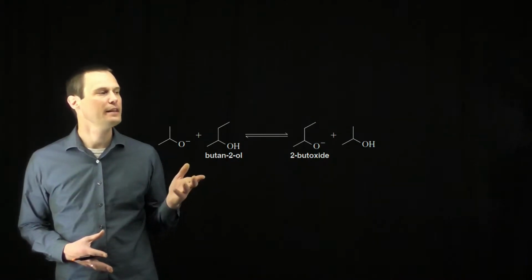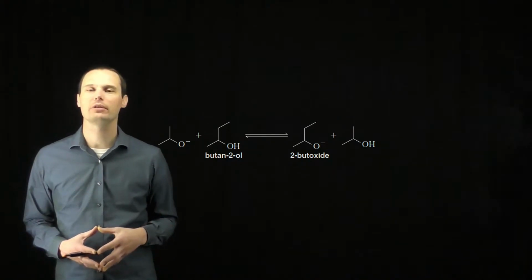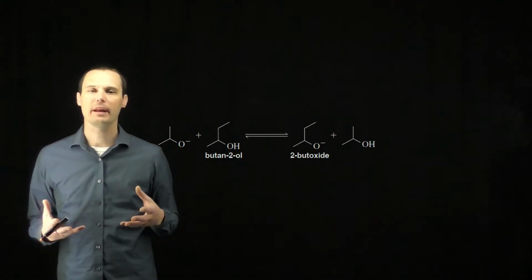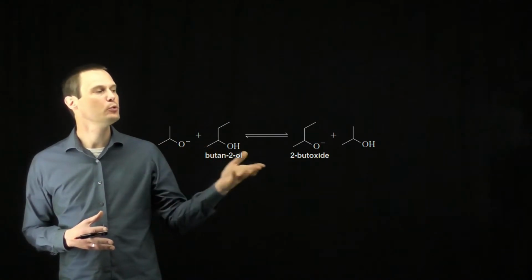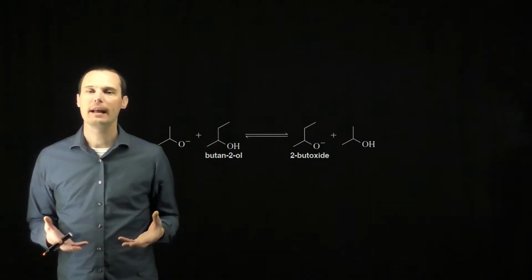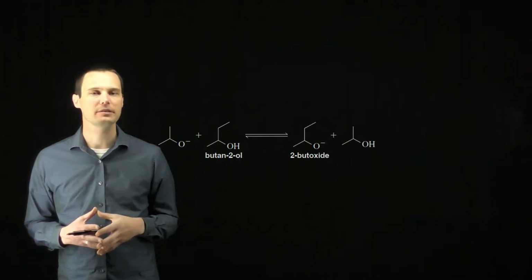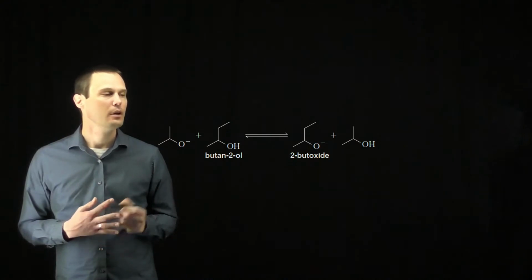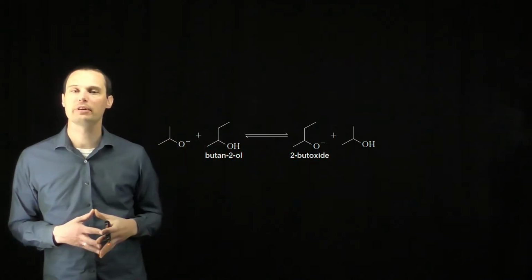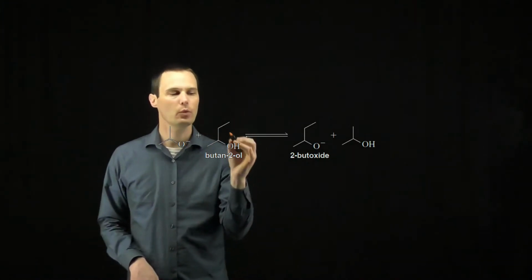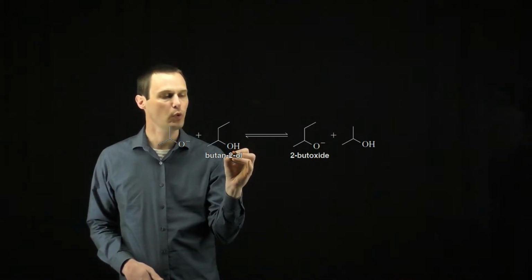The question asks us to identify the acid and the conjugate acid in this particular acid-base reaction. One way that I like to do that is to look for the hydrogen that moves during the course of this reaction. In an acid-base reaction, a hydrogen from an acid gets transferred to the conjugate acid during the course of the reaction. Looking at all of the hydrogens implied or explicitly drawn in, the one that I'm focused on is the one here on the butan-2-ol.